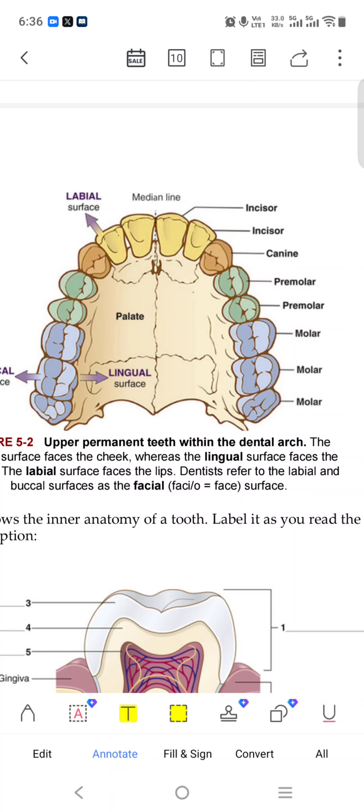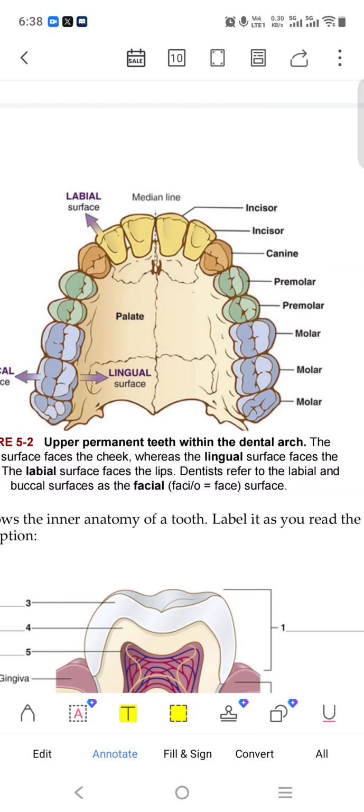Then after the incisor comes the canine. You can see canine. Next you can see incisor. So incisor is the top teeth. It is incisor, then incisor. The second one is also incisor.